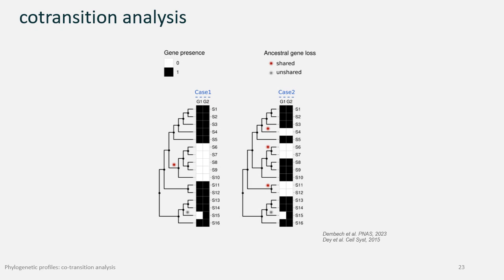To illustrate cotransition, shortened CoTra analysis, let's see two evolutionary scenarios, case 1 and case 2, with 16 species and 2 orthogroups. In black squares, the gene is present in that species. In white, the gene is absent. These scenarios have the same correspondence of 15 matches and 1 mismatch in the penultimate species. However, in case 2, there are 3 common events of loss of the ancestral gene, whereas in case 1, there is only 1 common event.